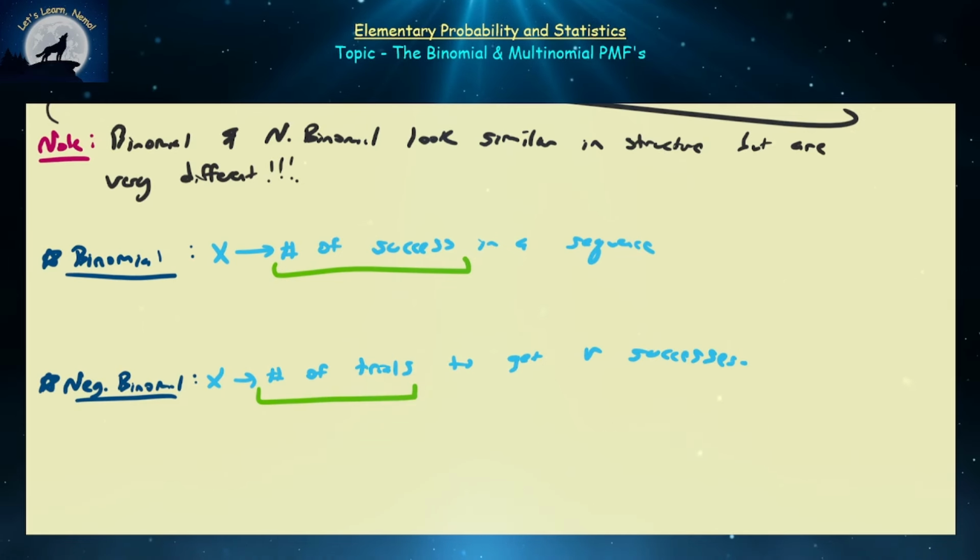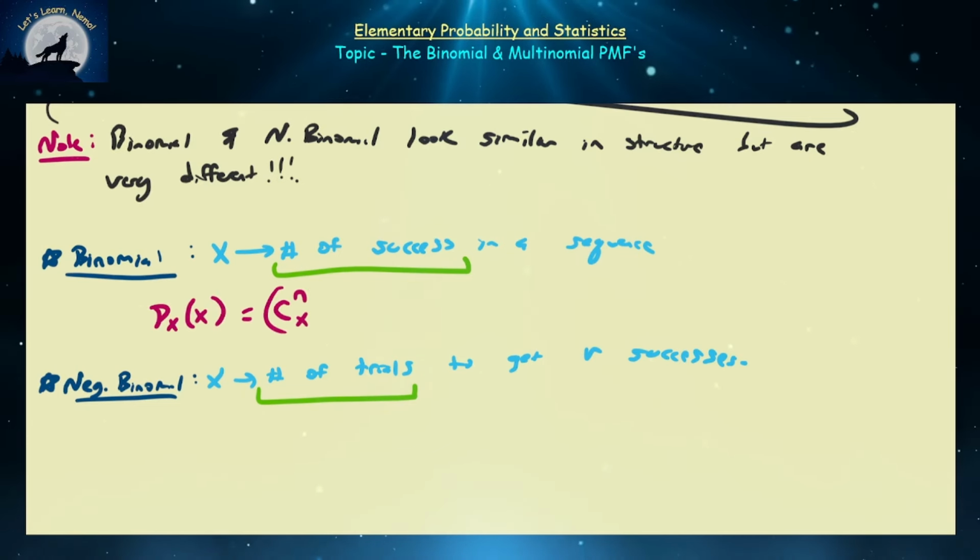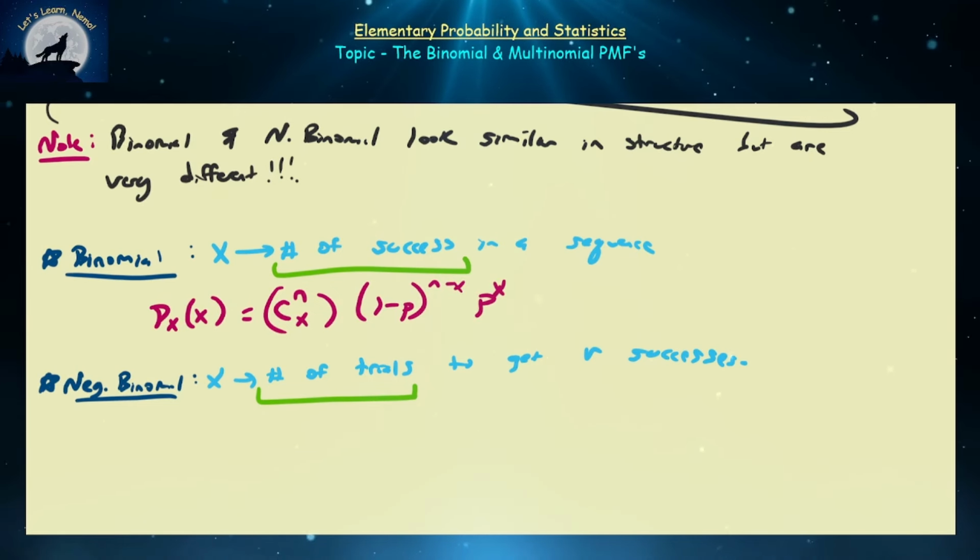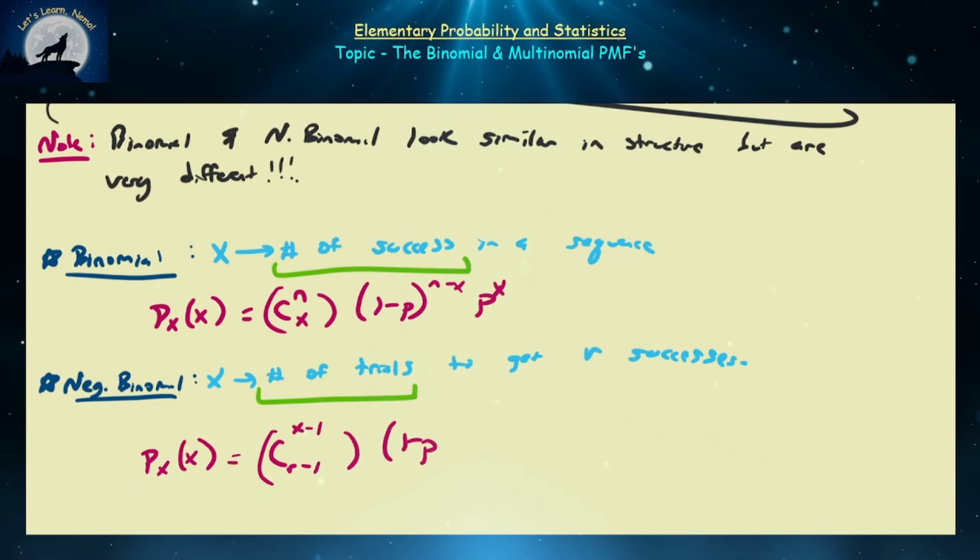So what's the probability that it takes you 5 trials until you get 3 successes? That's negative binomial. What's the probability that you get 3 successes in a sequence of 5 trials? That would be binomial. So they're very different in terms of the problems that they solve. Now, if you look at the probability mass function for a binomial, which is n choose x times 1 minus p to the n minus x times p to the power of x, and then sit that next to the negative binomial, which is going to be (x minus 1 choose r minus 1) times 1 minus p to the x minus r times p to the power of r.